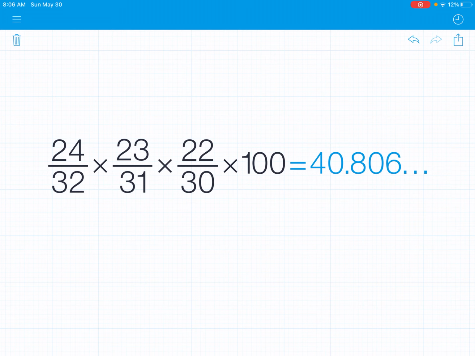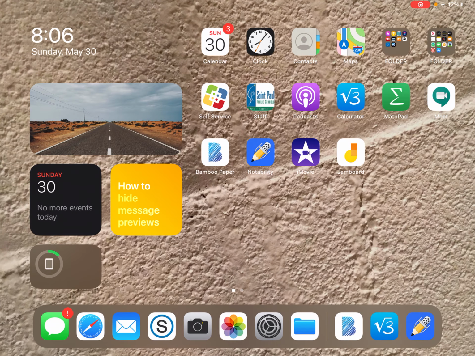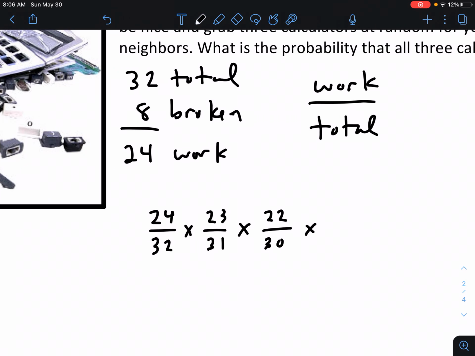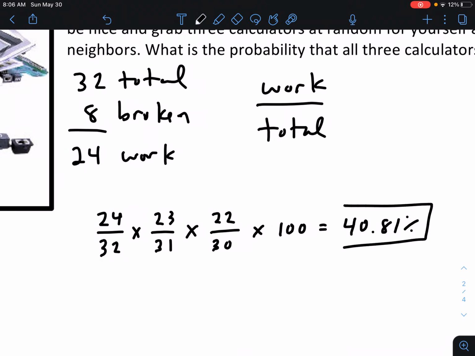40.806. That 6 says I have to round that 0 up to a 1, so it's going to be 40.81%. All right, so here we go. I'm going to put in the times 100, and it's 40.81%. All right, there we go. So there's a 40.81% chance you're going to grab 3 calculators that work. And that's a fairly high percentage because there are more calculators that work than are broken, right?